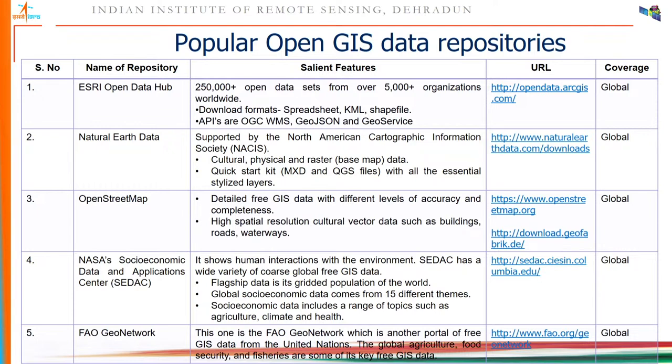Then there is the FAO GeoNetwork, from the Food and Agriculture Organization of the United Nations. They have a beautiful data catalog called GeoNetwork, which is another portal of free GIS data from the United Nations. Global agriculture, food security, and fisheries are some of the key parameters which are freely available in GIS format. So the entire global data products related to agriculture, food security, fisheries, and so on are available here.